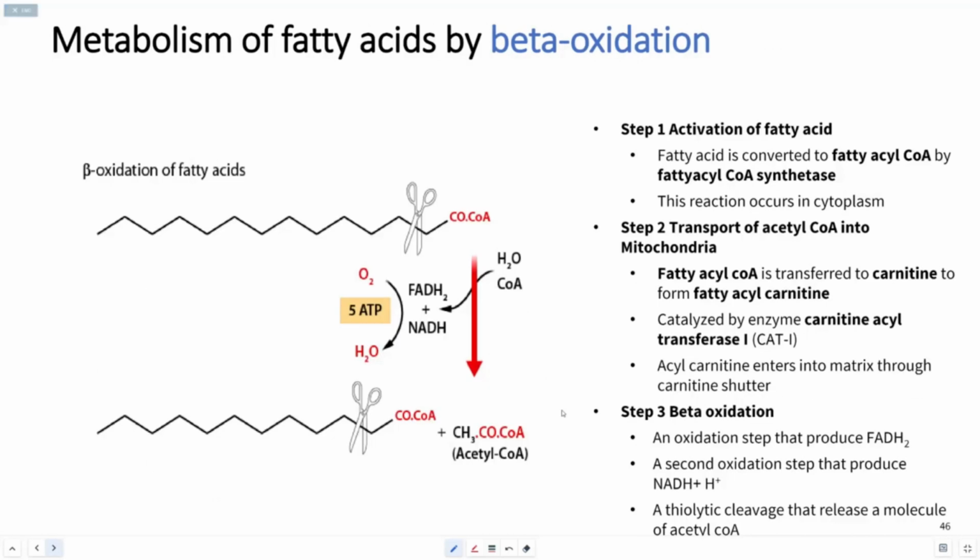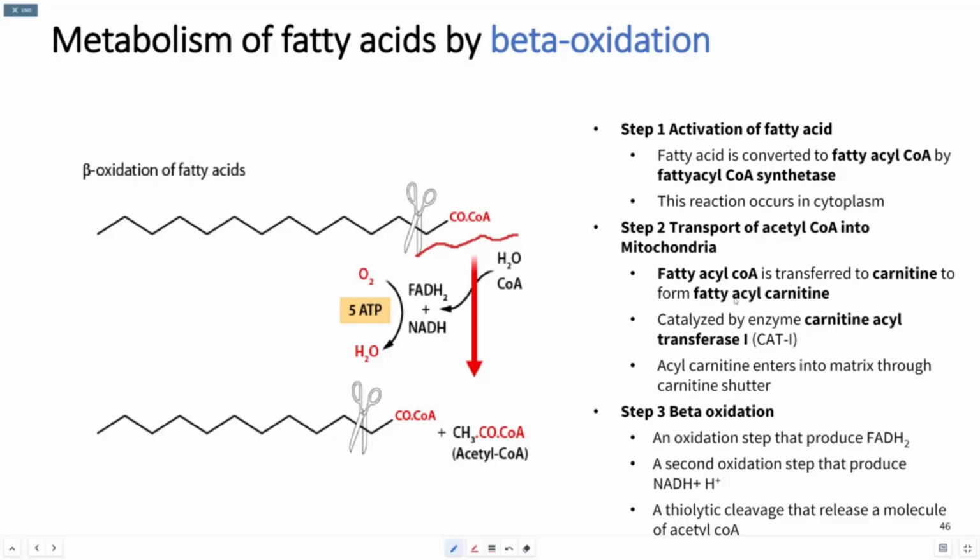Metabolism of fatty acids by beta oxidation. So fatty acids can also get broken down into energy, and this then eventually becomes acetyl-CoA. But how does it do that? Well, fatty acids with lots of carbons and hydrogens go through several steps. The first step in fatty acid activation involves converting fatty acid into fatty acyl-CoA. Fatty acyl-CoA is created by an enzyme called fatty acyl-CoA synthetase, and this occurs inside the cytoplasm. This will then be transported into the mitochondria via these carnitine transporters, and they form the fatty acylcarnitine.